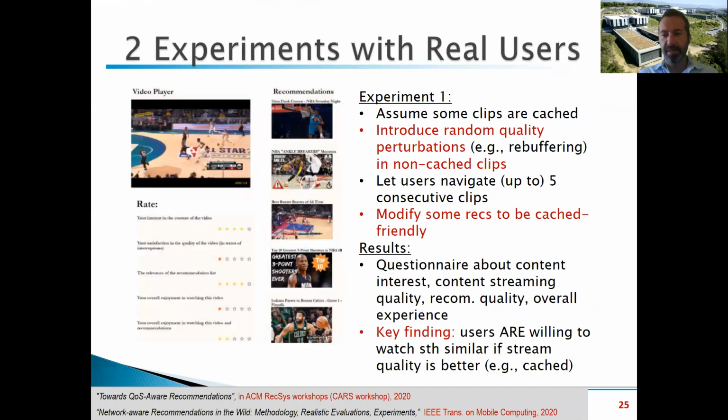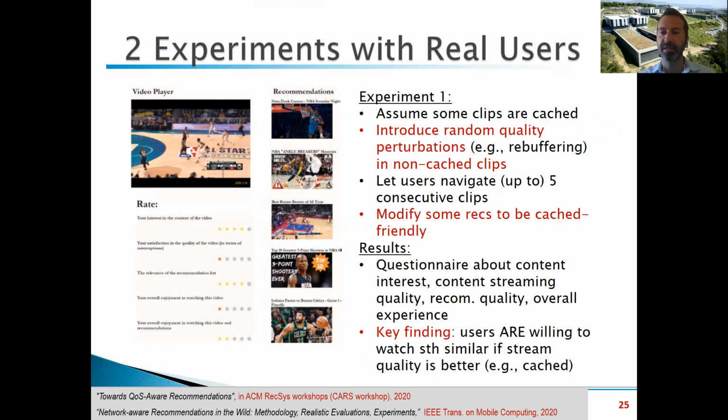That's the first thread. The second thread that is quite interesting is experiments, right? All these works have been based on the premise that the users are willing to actually watch something similar, if this similar thing is similar enough, or maybe if this similar thing can be given with better quality. So we've had threads of real experiments with some colleagues where we're trying to check with real users and see if this is true.